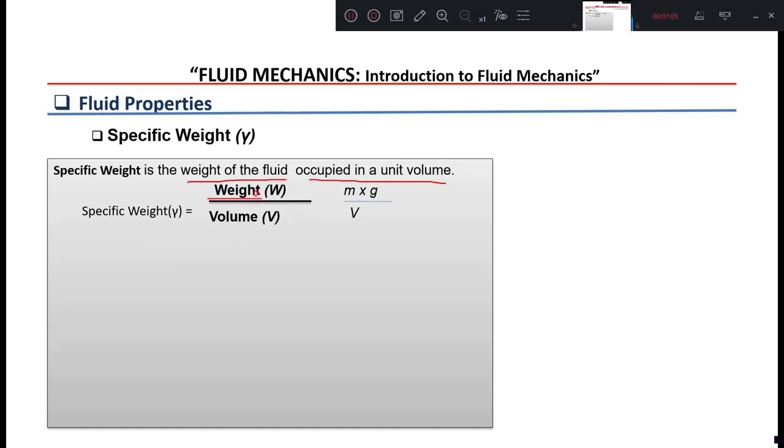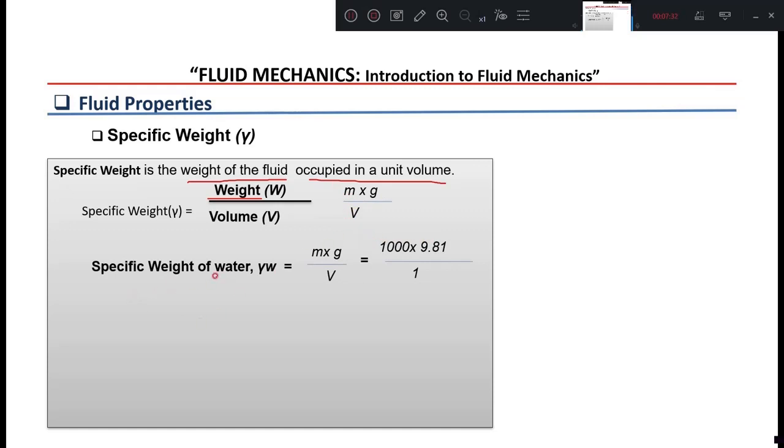Weight is nothing but the mass into acceleration due to gravity. That is how the weight can be defined: the force of gravity which is acting upon a mass is called a weight. So that is m into g divided by volume. But what is mass by volume? It is a density.